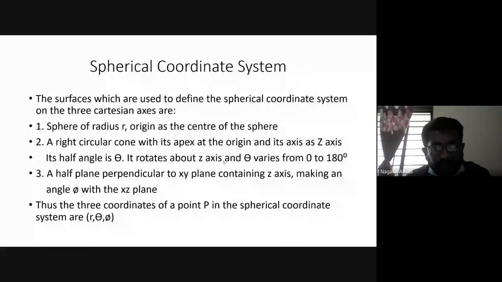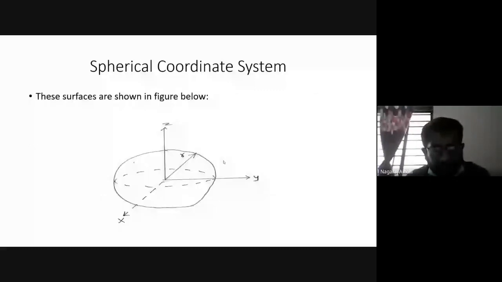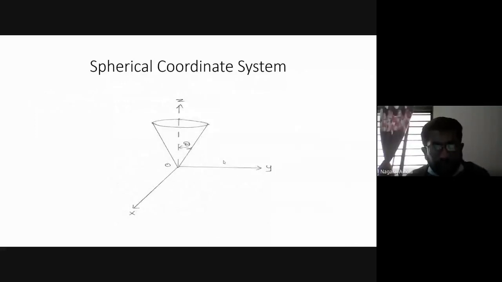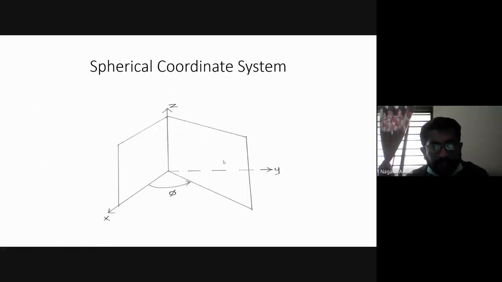surfaces which are used to define the spherical coordinate system. The sphere of radius r, with origin at the center of the sphere. Then a right circular cone. We came to know what is meant by a right circular cone, which is forming an angle theta, the half angle theta. When the cone rotates by 0 to 360 degrees, the half angle theta varies by just half, that is 0 to 180 degrees, right? And then the half plane, which is making an angle phi with respect to the xz plane. These are the three surfaces.